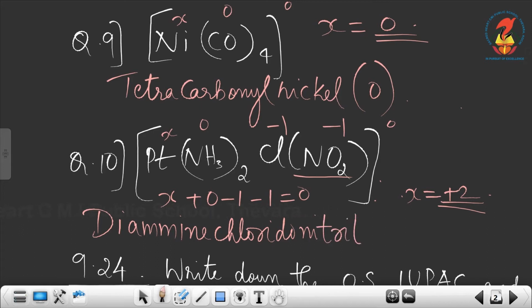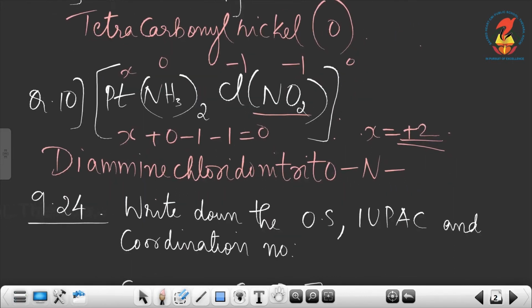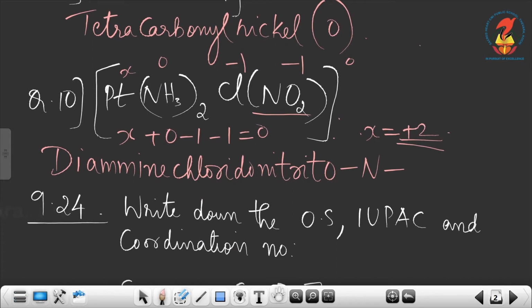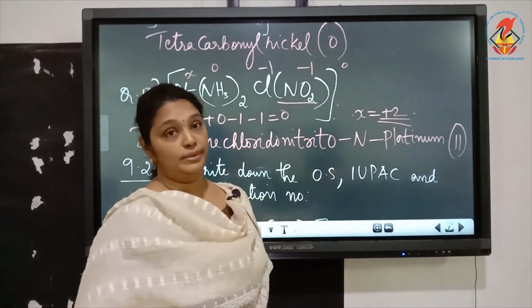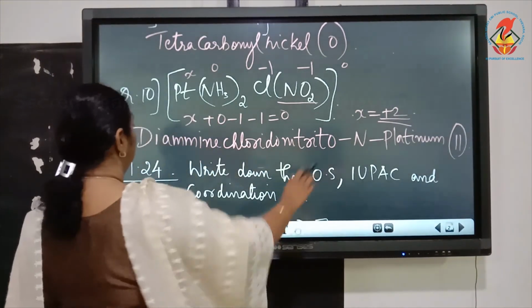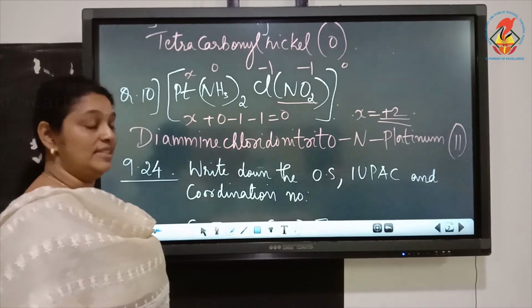Since it is the nitrite ion, when you write the name it will be nitrito, E is replaced with O. Hyphen N hyphen shows that the linkage is through nitrogen. Now the name of the metal atom, that is platinum, and since it is neutral, you can write platinum as such, platinum in bracket (II). Here you need not write the word ion because it's a neutral compound. Okay, so this is the name of the 10th question.